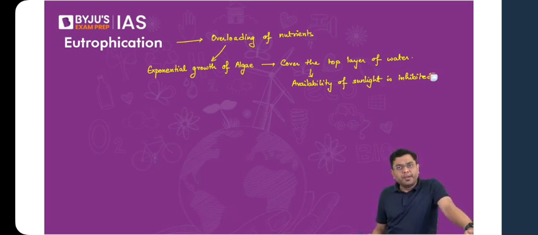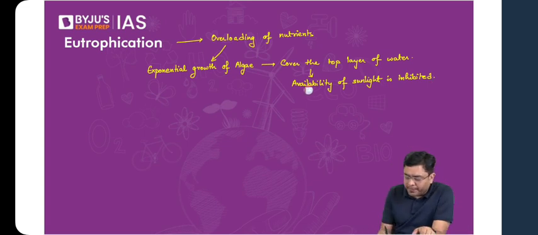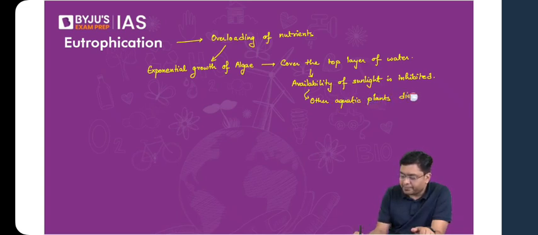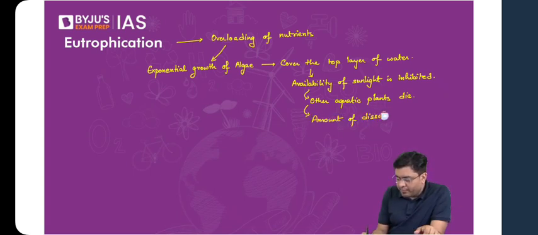So, due to this, other aquatic plants die. Now, when these aquatic plants die, what happens to the production of dissolved oxygen in the water? That will also get impacted, isn't it? So the amount of dissolved oxygen in the water goes down.